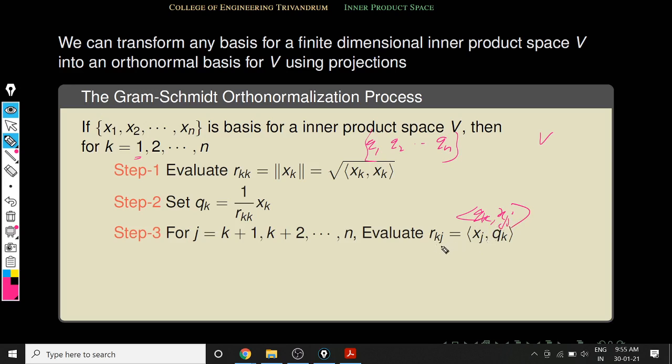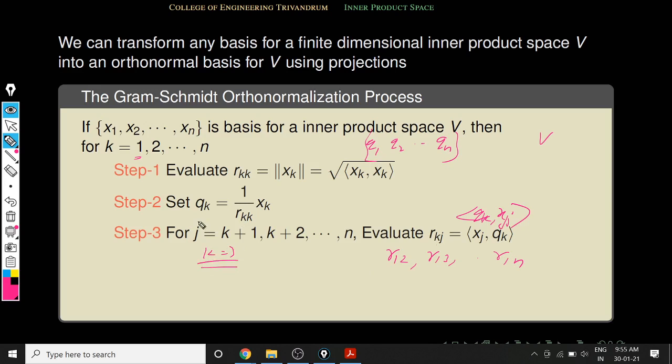We have to compute this R_KJ for all the J's, from K plus 1, K plus 2 up to N. In the case of K equal to 1, we have to compute R 1,2, R 1,3, etc., up to R 1,N. Got it?